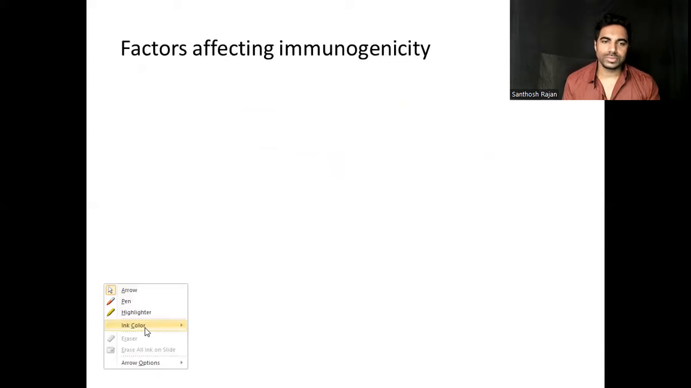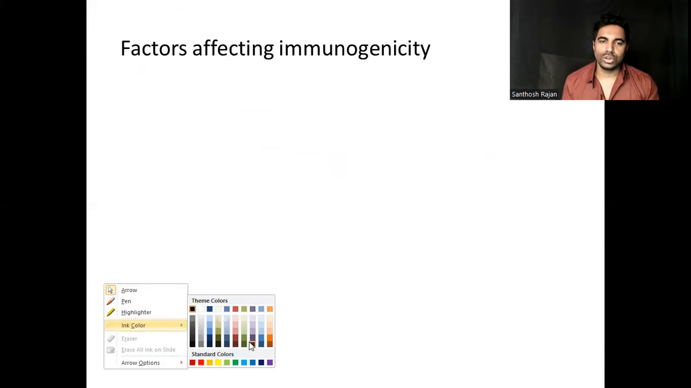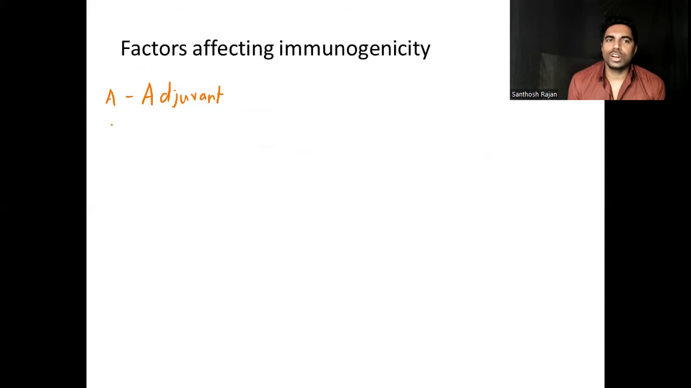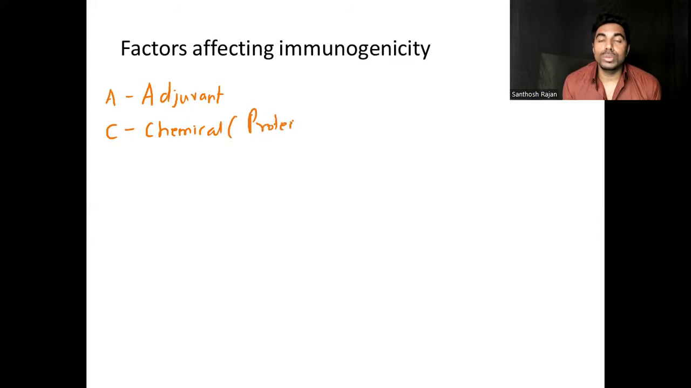Right. Now, next one. Factors affecting the immunogenicity. What are the factors? We're going to talk about that. Let's go in alphabetical order, it'll be easier. A for adjuvant. We're going to talk about it, it'll come in a while. B, nothing there, forget about B. C is the chemical nature. You should know about the chemical nature. Proteins induce more immunogenicity compared to carbohydrates or fat. You remember? That's one thing.